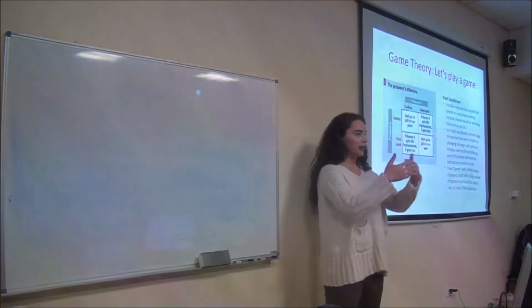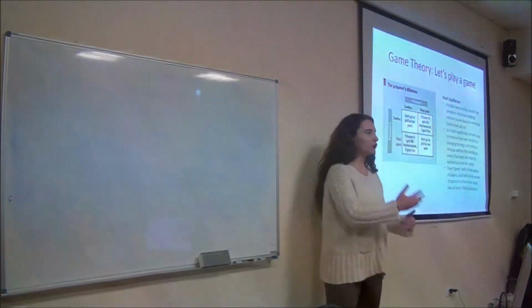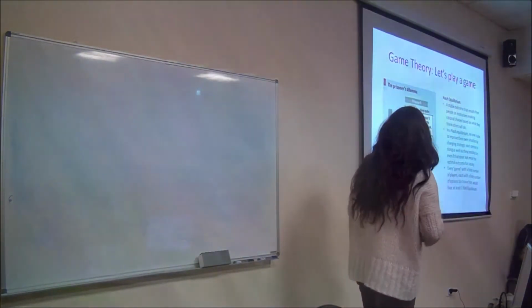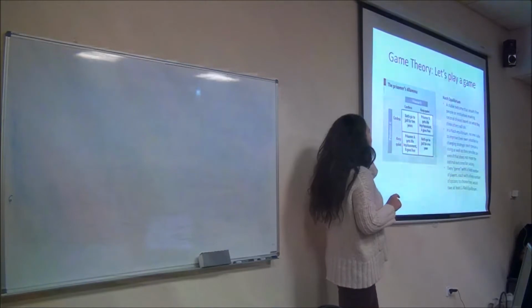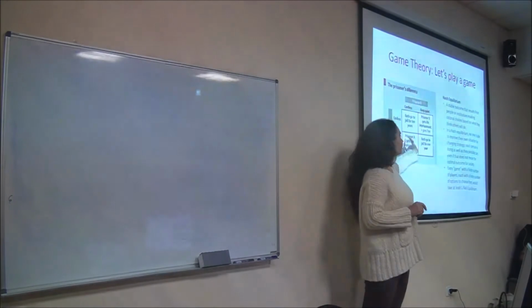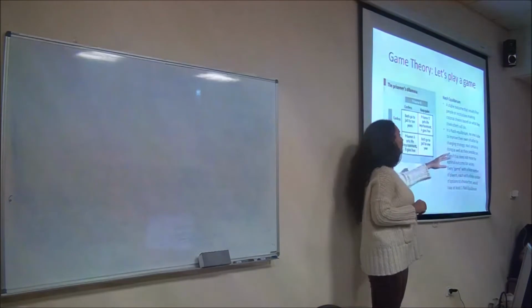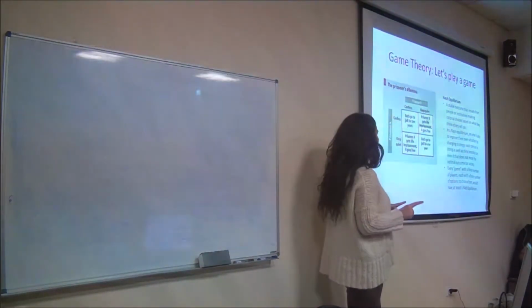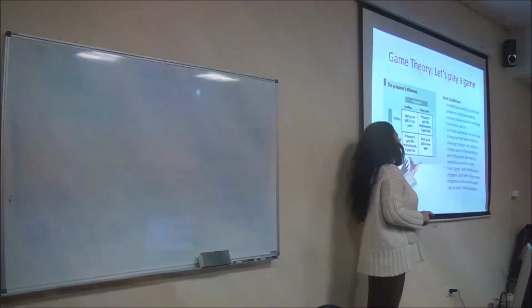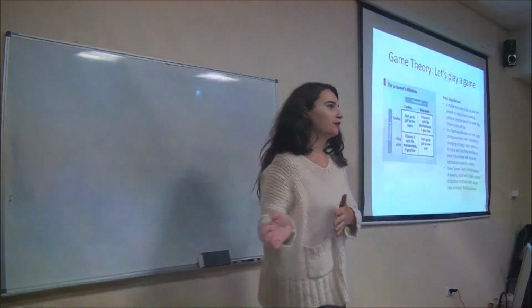There are two different rooms, so they cannot communicate with each other. And there is an investigator going there and asking them questions, trying to make them confess, like the classic American movie scenario. So, here's the catch. If they both confess, they both go to jail for 10 years. And if they both keep quiet, they just go to jail for 1 year. But if one of them confesses and one of them keeps quiet, the person who keeps quiet gets life in prison, a life sentence. And the other one who confessed, who snitched, goes free.